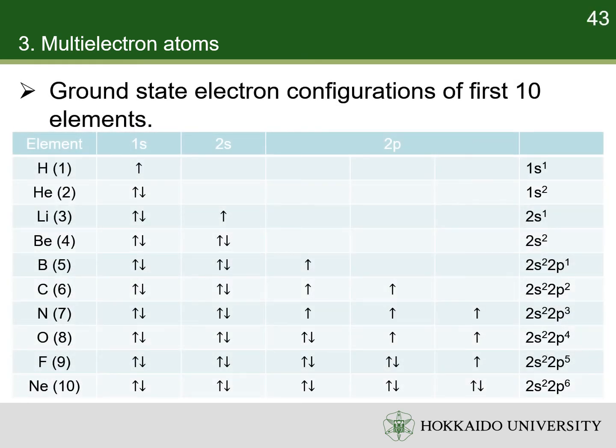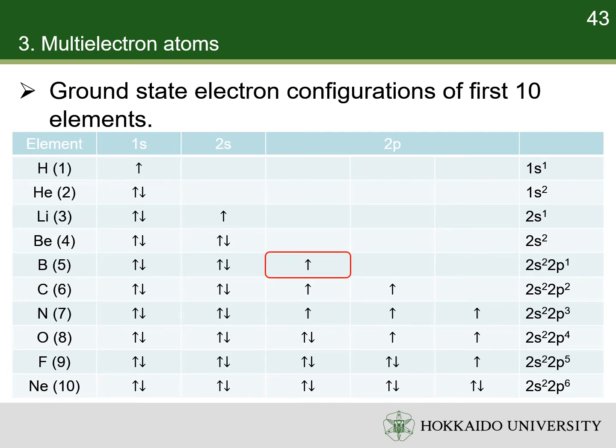The ground state electron configurations of the first 10 elements are shown in the table. The 1s orbital has the lowest energy, so it is occupied first. The second electron can also occupy the 1s orbital, but it must have opposite spin from the first one. The third electron must occupy the 2s orbital, because the 1s orbital is full, and the 2s orbital is the lowest energy orbital that still has vacancies.